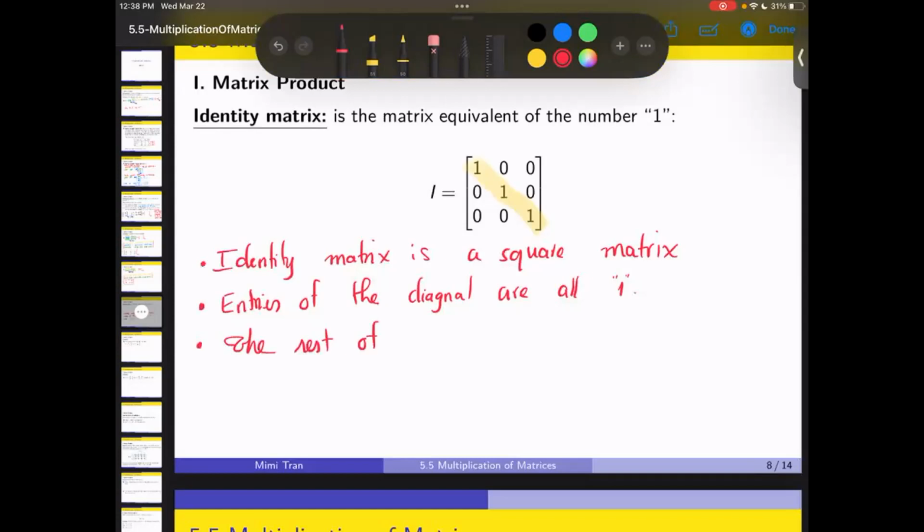The rest of the entries are 0. Another property of the identity matrix, which is very important: in real numbers, 3 times 1 is the same thing as 3, right? For the identity matrix, if I take matrix A times identity I, it is still equal to A. Of course, assume that A and I have matching dimensions.